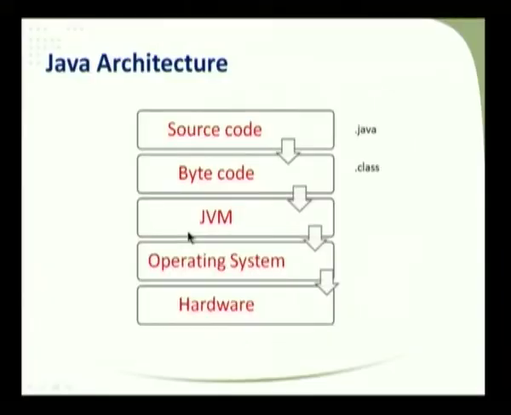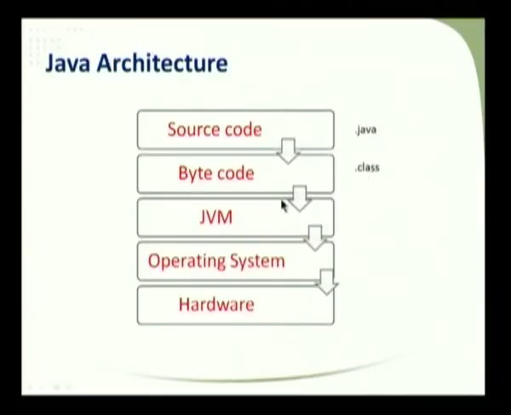Next is the JVM component. JVM is nothing but a virtual machine which is installed on your system. This virtual machine converts your class file into a machine dependent format and sends the instructions to the OS and then correspondingly to the hardware. Whenever you write a Java program, it should be in the form of .java, and after compilation it becomes a .class file. This class file is interpreted by the JVM.